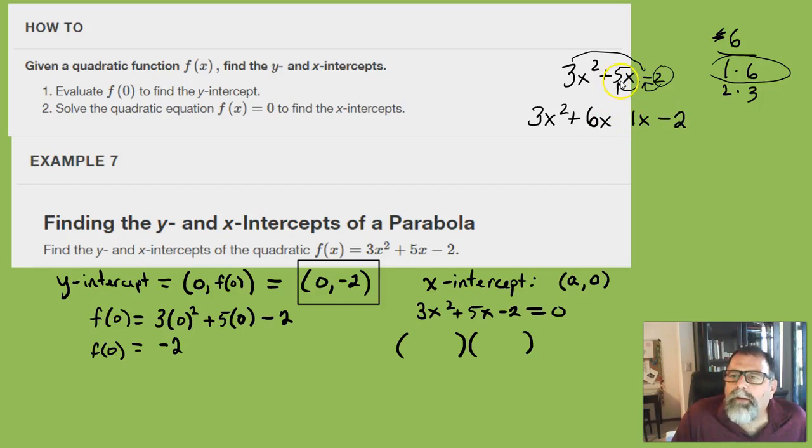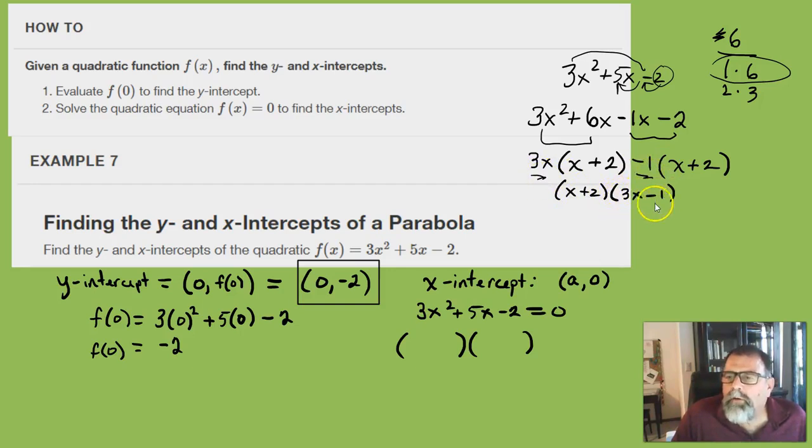minus 2, and the bigger of these two numbers gets this middle sign. So it'll be positive 6, negative 1 to get the 5x. Then I break it up in my two groups. I can pull a 3x out of the first group, x plus 2. I can pull a negative 1 out of the second group, x plus 2. And then I can factor out the x plus 2. And then what's left is the 3x minus 1. So hopefully you remember how to do that. If not, you can use the quadratic formula as well.